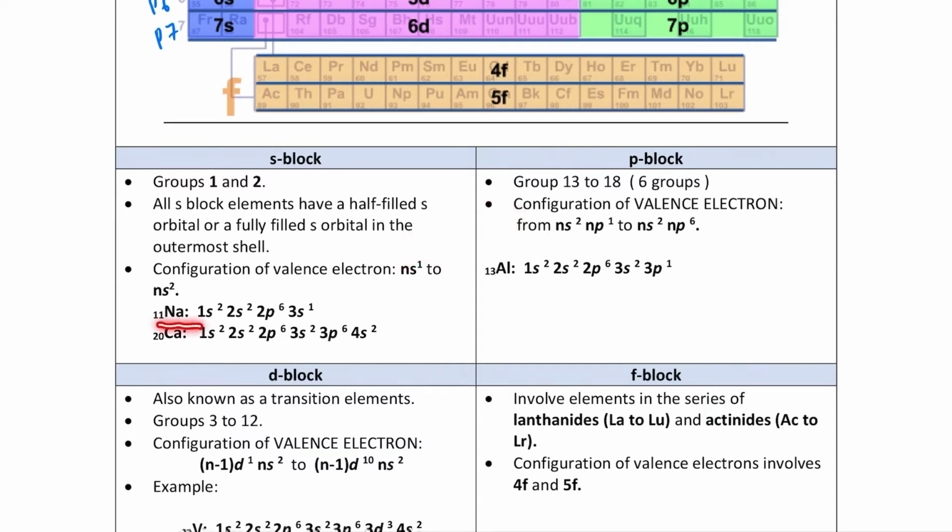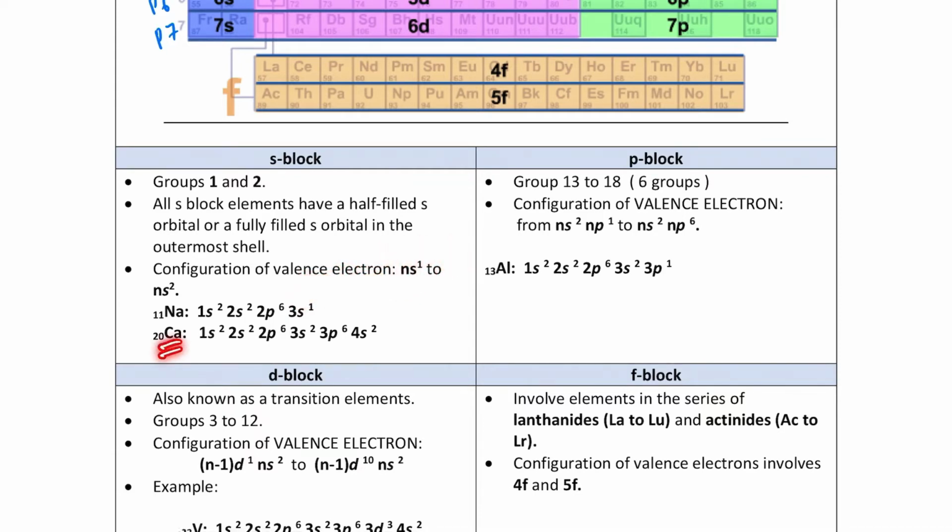Okay, so for example, sodium 1s2 2s2 2p6, 3s1. Okay, so when we stop writing at S, that means sodium exists in S block. Okay, so ini another tips untuk determine block from electronic configuration. Just tengok balik dekat mana kamu stop writing electronic configuration tu. Okay, since we stop writing at 3s1, dia adalah S block.